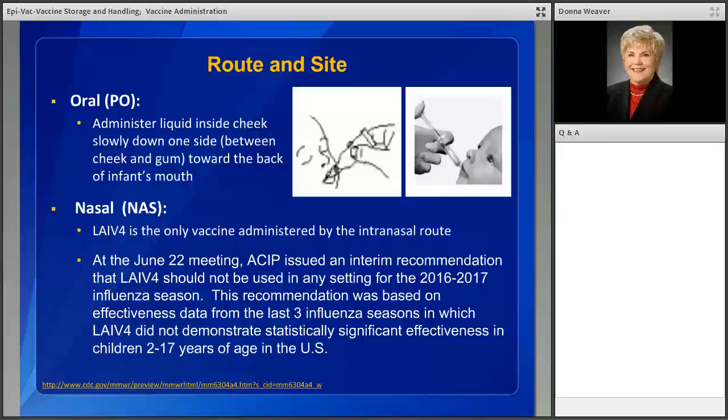Now, LAIV4 or FluMist is currently the only vaccine administered by the intranasal route. At the June 22nd meeting, ACIP issued an interim recommendation that LAIV4 should not be used in any setting for the 2016-2017 influenza season. This recommendation was based on effectiveness data from the last 3 influenza seasons in which LAIV4 did not demonstrate statistically significant effectiveness in children 2 through 17 years of age in the U.S.